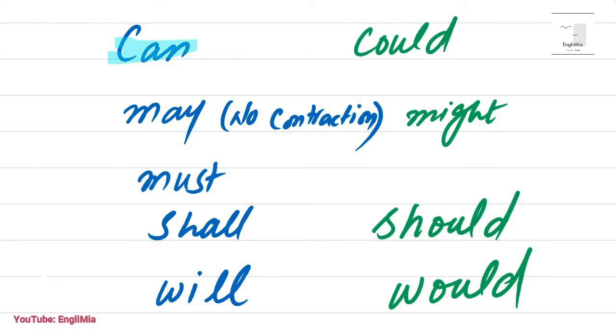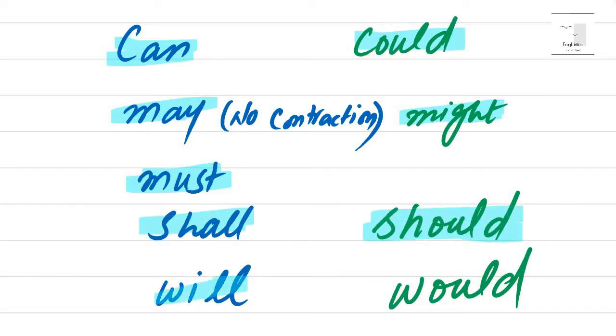Number 1 is can. Number 2, could. 3, may. 4, might. 5, must. Then shall, should, will, and would. These 9 are modal verbs which are used in the English language. And now we are going to see how they are contracted, or how they are used in the form of contraction in English.